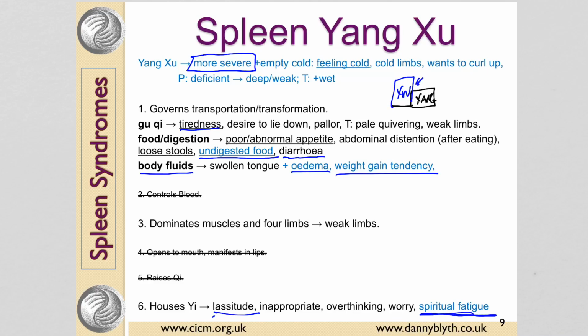We also have a relative excess of yin, which manifests as empty cold. So we get symptoms like feeling cold, cold limbs, wanting to curl up. The pulse goes from being deficient to being deep and weak, and the tongue also becomes wet with body fluids.